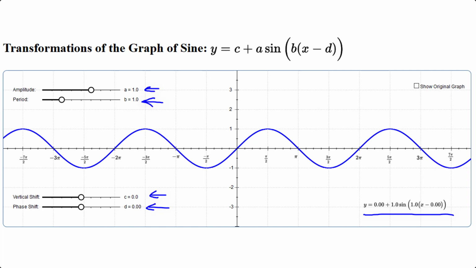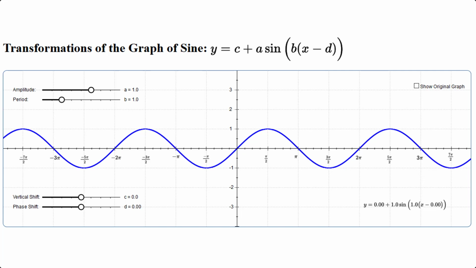I didn't program it to do any sort of simplification, so 0 plus 1 times sine, you wouldn't write it this way, but I just made it so that you could at least see what's happening with the function. And then I have a button up here which allows us to show the original graph after we make some changes so that we can compare the differences. All right, so let's start with individual changes at a time.